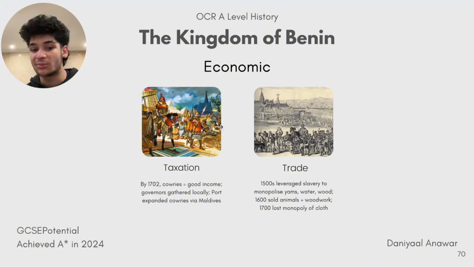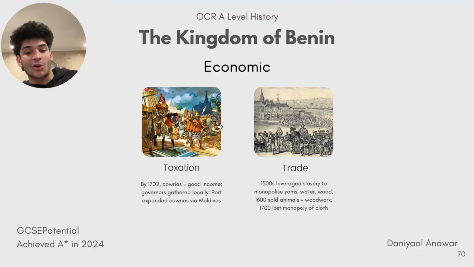So firstly, taxation. By 1702, it was noted that cowries provided good economic income for the people in charge of Benin, so the Obas. So yeah, that was pretty useful. The second point is that governors gathered locally. I don't really know why that's important, probably because they worked together to do like different tax schemes or whatever, public spending. And the final point is that the port was expanded.